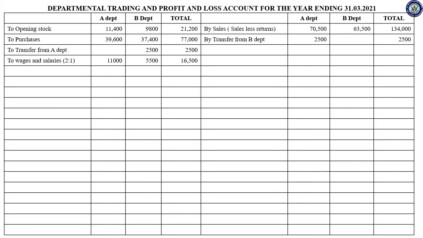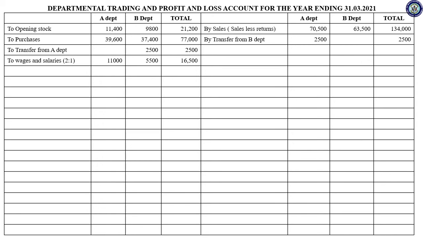Okay, next, wages and salaries in the ratio of 2:1. So we took it as a direct expense. If it is only wages and only salary, then wages will be the direct expense to be entered in the trading account and salary in the P&L account. When it is both wages and salary, you can take it as direct expenses. If it is salary and wages, then you can take it as indirect expense.